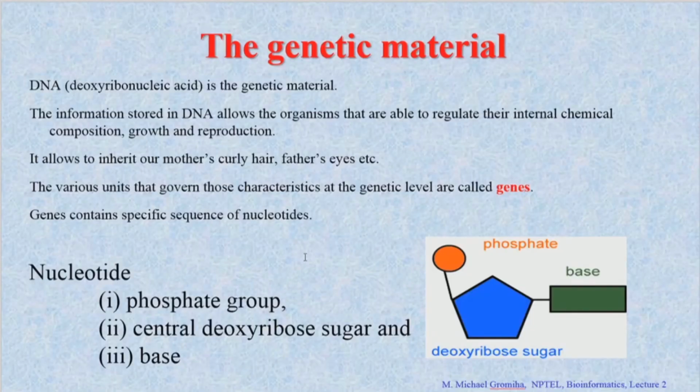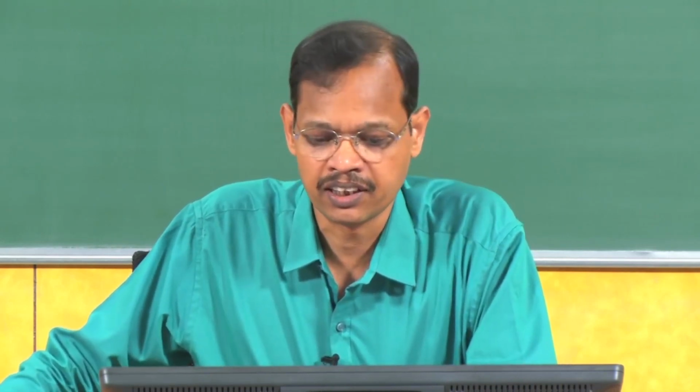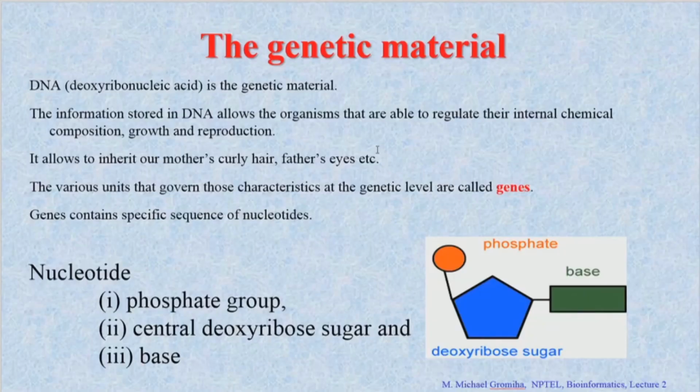If we talk about the DNA, it is genetic material and the information stored in the DNA allows organisms to regulate their internal chemical composition, growth as well as reproduction. For example, it allows mother's curly hair and father's eyes and so on, that we know is getting the genetic information. So, the various units that govern these characteristics at the genetic level are called genes. There are several genes and collectively they form a genome sequence.